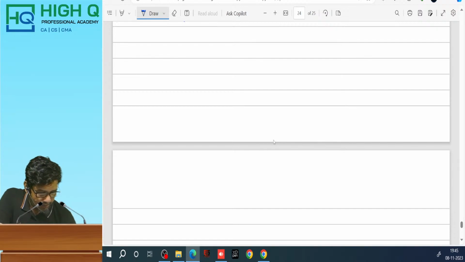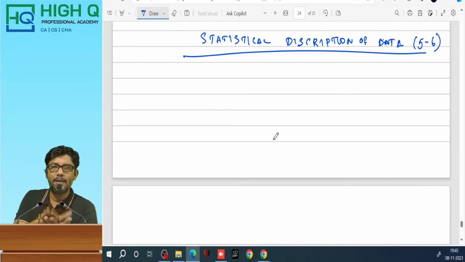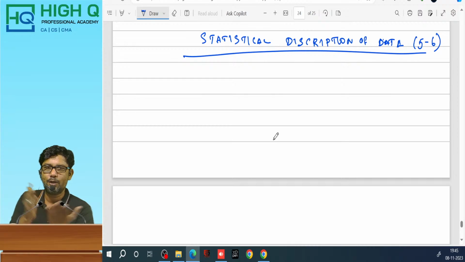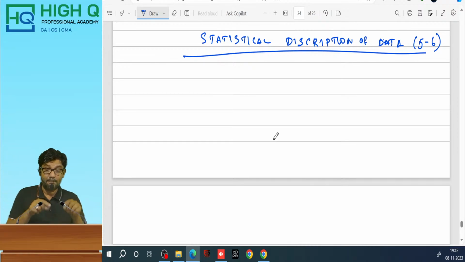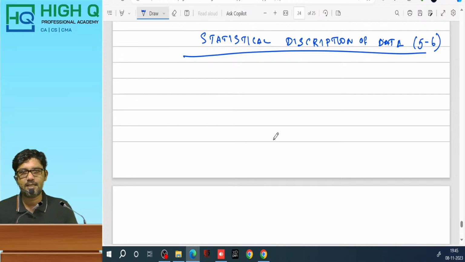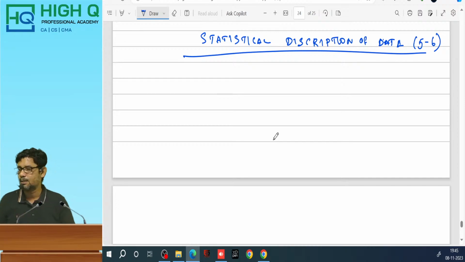Now, you may be knowing statistics. This topic is a pure theory topic. As I told you, it's a basic topic. Without learning this topic, we cannot go ahead with any other topic. I have seen people don't start with statistical description of data in their classes. They always start with measures of central tendency and dispersion. When I asked my fellow teachers why they start from central tendency and dispersion, why not from statistical description of data?